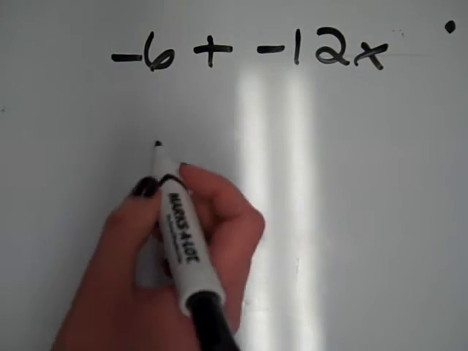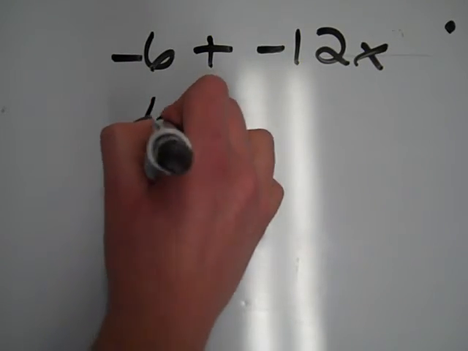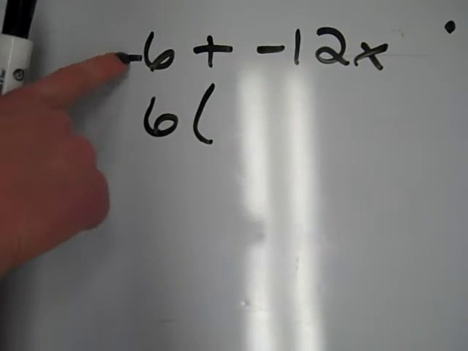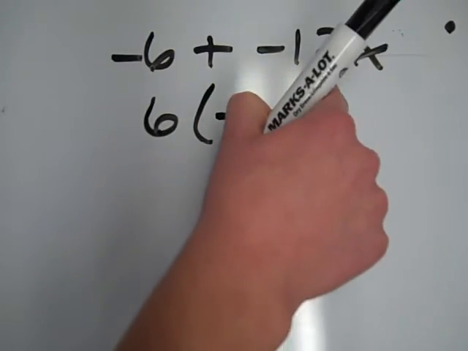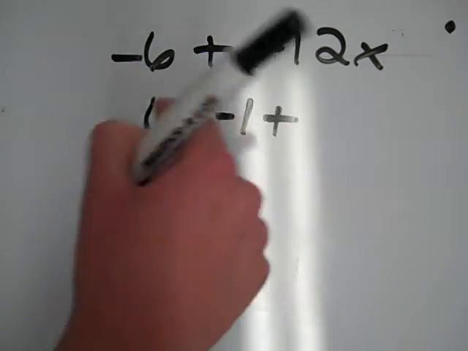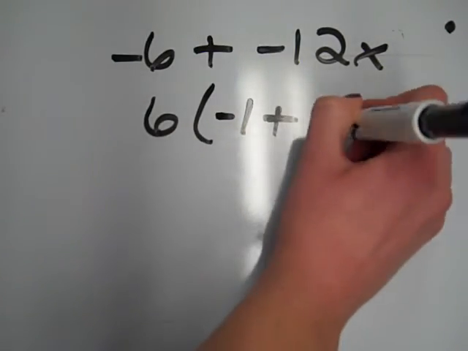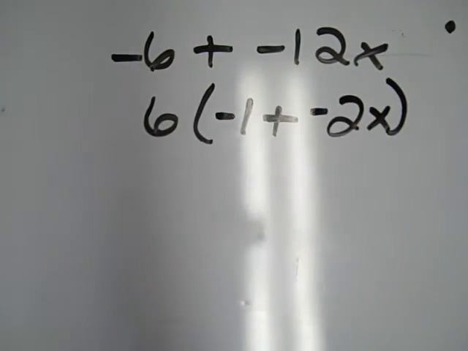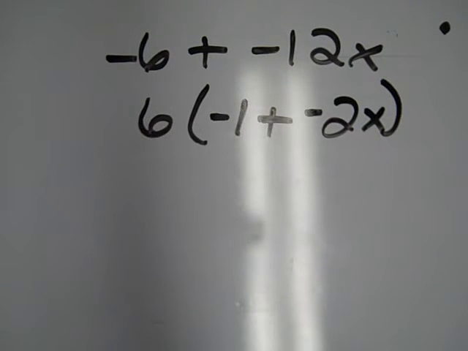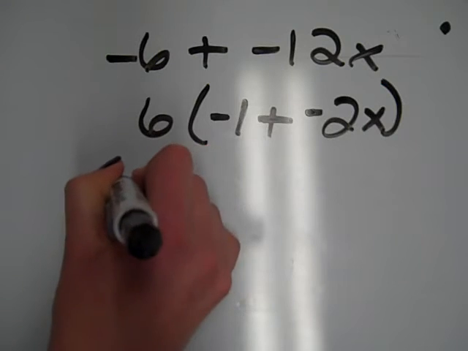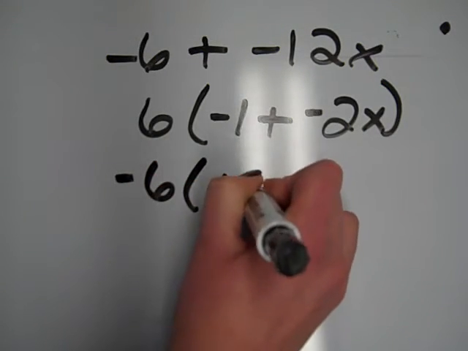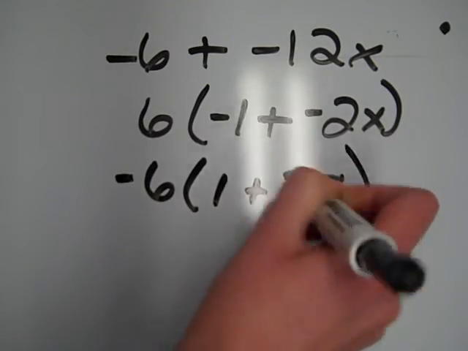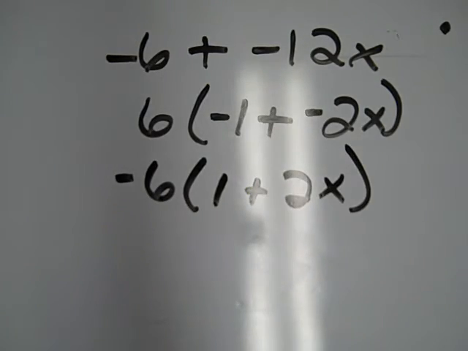So if I did it in 2 steps, I could pull a 6 out because that's the greatest common factor. -6 divided by 6 is -1. -12x divided by 6 is -2x. Now I have to pull that negative sign out. That's a factor we need to pull out. So I'm going to make this a -6, and what I'm left with is 1 plus 2x. That's the completely factored form.